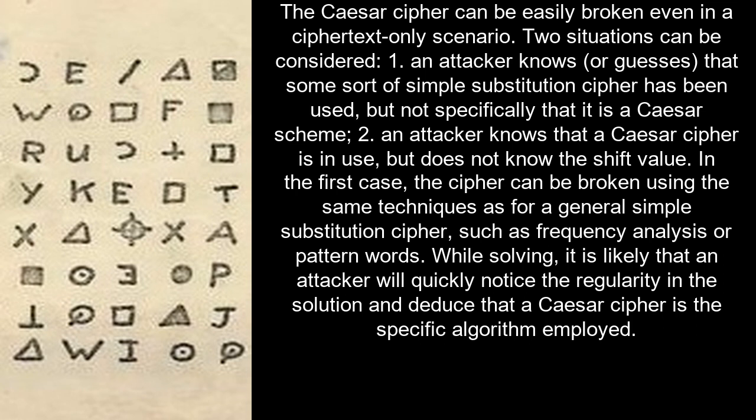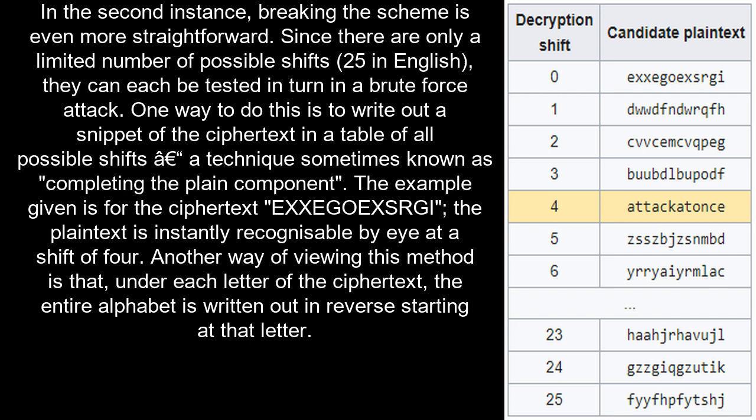In the first case, the cipher can be broken using the same techniques as for a general simple substitution cipher, such as frequency analysis or pattern words. While solving, it is likely that an attacker will quickly notice the regularity in the solution and deduce that a Caesar cipher is the specific algorithm employed. In the second instance, breaking the scheme is even more straightforward.